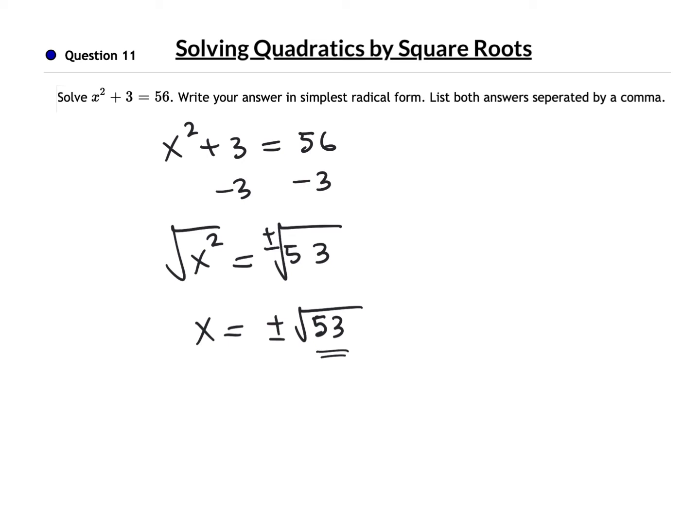Or 5, it'd have to end in a 0 or a 5. Or 6, because 2 or 3 don't go in. 7 doesn't go in. 7 times 8 is 56, 7 times 7 is 49. Doesn't look like there's anything that divides into 53. It's a prime number. The answers then are positive square root of 53 and negative square root of 53.